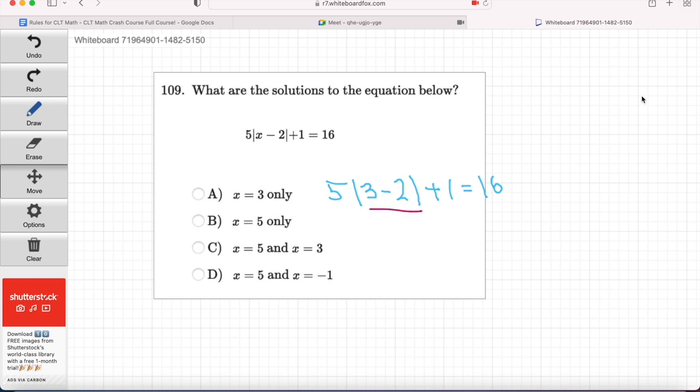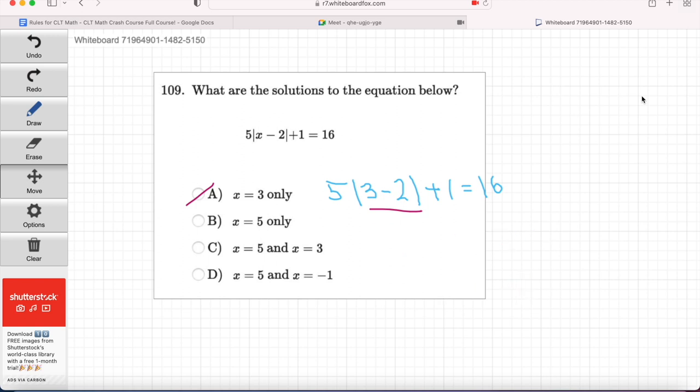3 minus 2 is 1, right? So we get 5 times the absolute value of 1 plus 1 equals 16. What's the absolute value of 1? Still 1. So that stays the same. So it's just 5 times 1, which is 5, plus 1. Do we get a true statement here? No way. So we can eliminate answer choice A. Any questions about that? Nope.